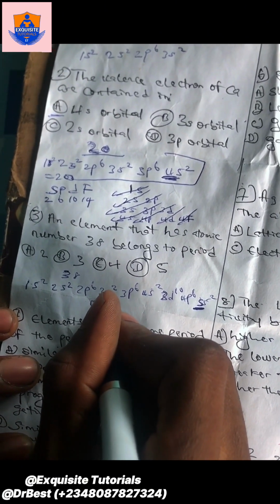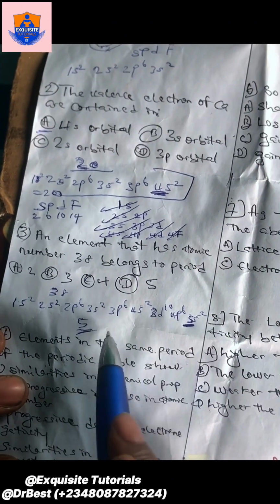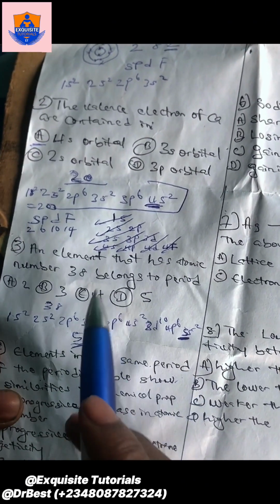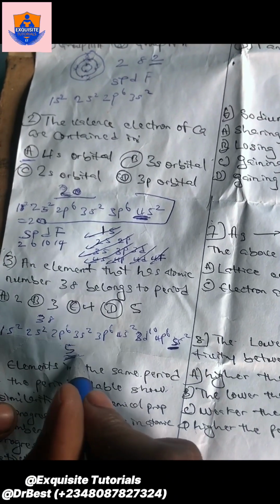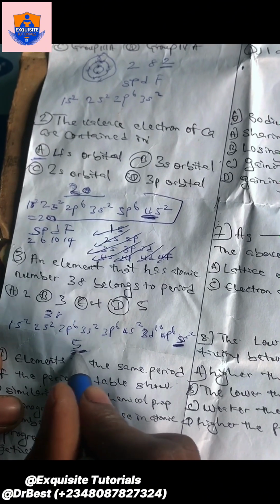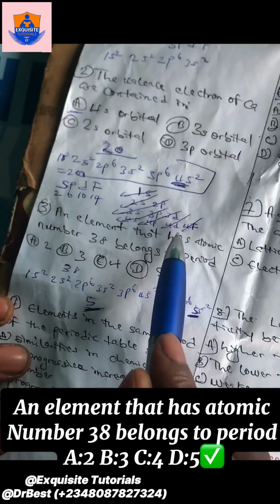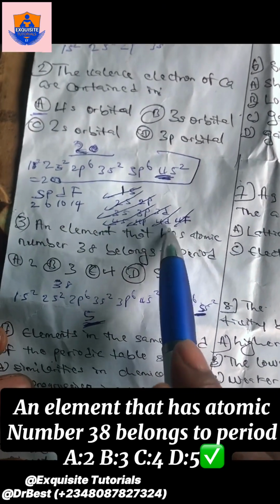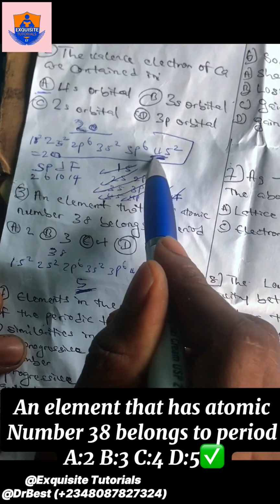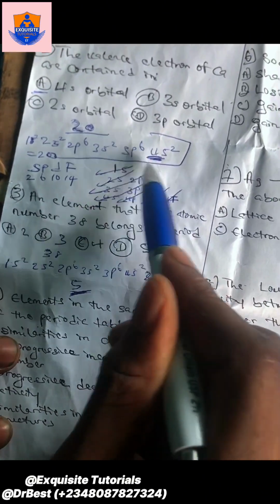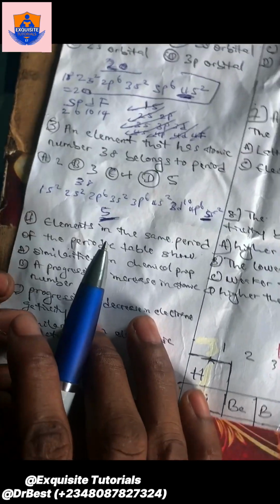Now let me explain to you how to get the period. The last prefix of your modern electronic configuration, that is the SPDF, the last prefix is the period to which the element belongs. Just like we have calcium here, ending at 4s2, it means that calcium belongs to period 4. So the last one is to get the period. Now let's proceed to number 4.